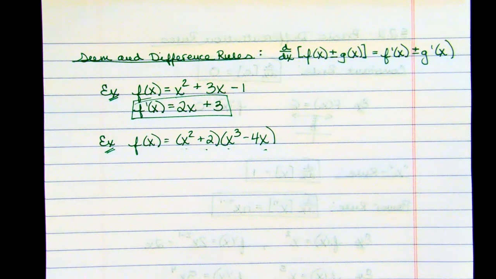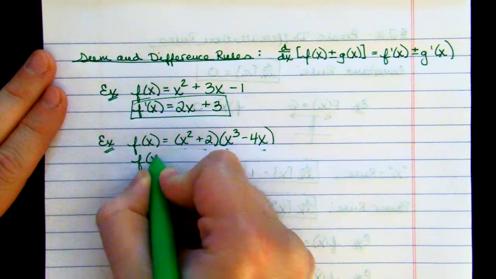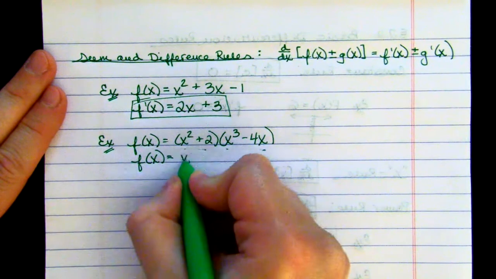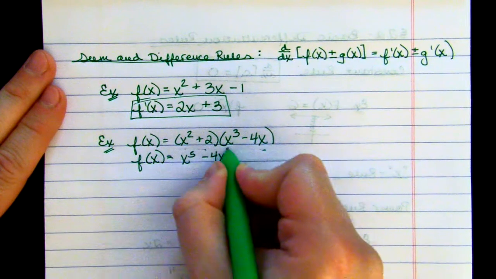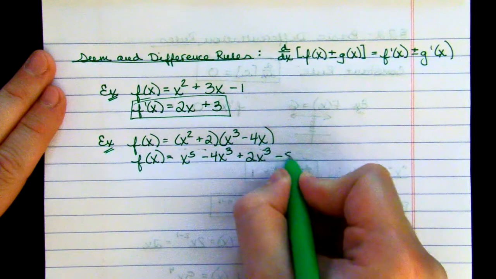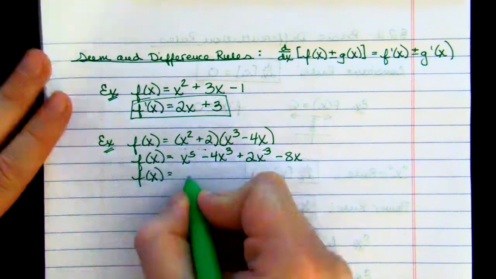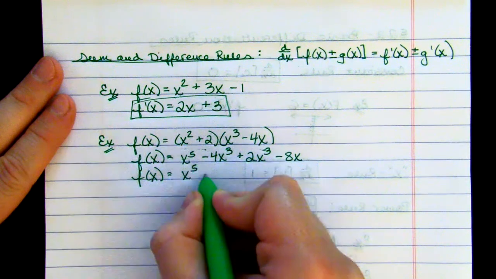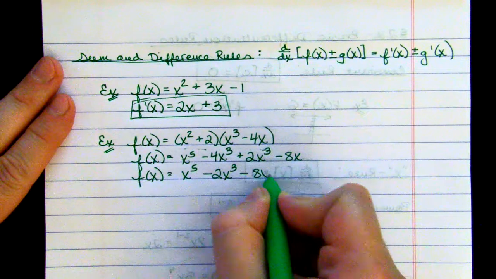Hopefully you're thinking foiling or distributing this thing. If we do that, we're going to get f of x equals x to the 5th minus 4x cubed plus 2x cubed minus 8x. Or f of x equals, I'm going to combine like terms now, x to the 5th minus 2x cubed minus 8x.